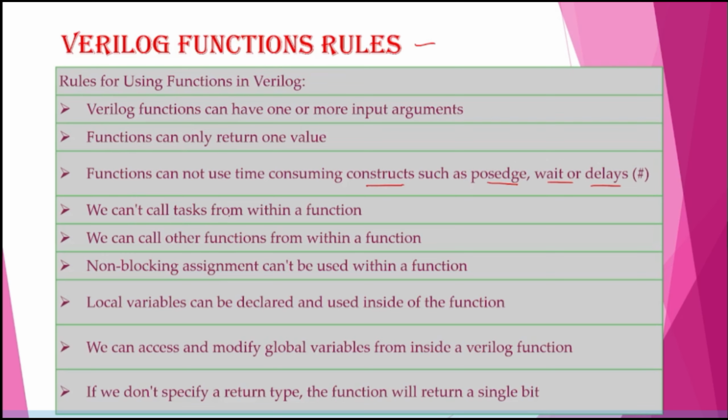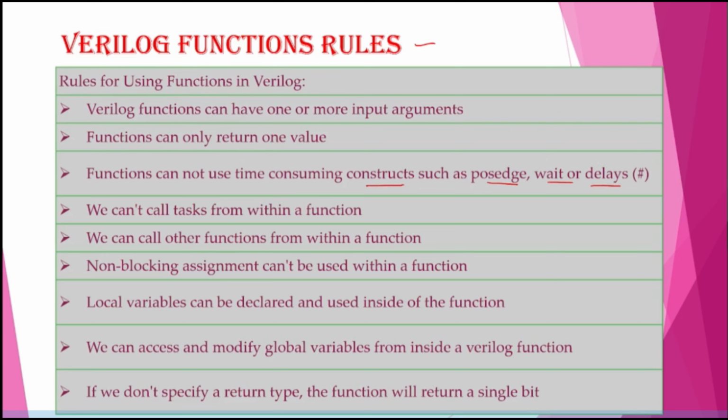We can't call tasks from within a function. This is also one of the frequently asked questions in functions and tasks: can we call a function from a task, or can we call a task from a function? In order to remember this, I'll give you a small trick. As I already told you, a function can't use delays, but a task can use delays. So when a function is calling a task, what happens if the task contains delays? Then the function can't call it, is it or not?